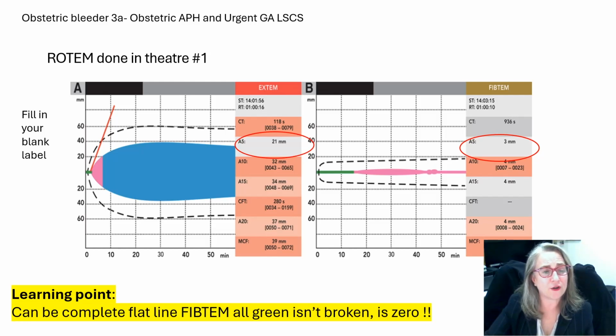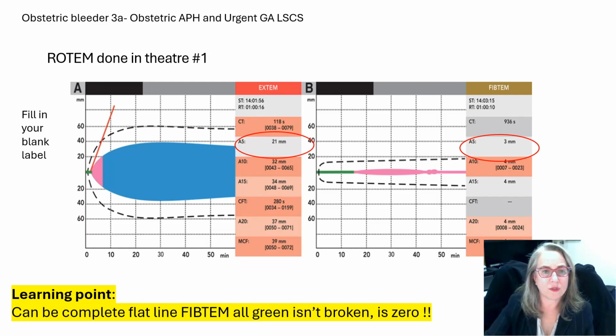For the next one, obstetric bleeder number 3A. So this is an antepartum hemorrhage. They had an urgent GA Caesar. You can see here, and the main learning point, on the right hand side, when the FibTEM looks absolutely terrible, it's not a broken machine. It is probably a very early coagulopathy, such as an amniotic fluid embolus or an antepartum hemorrhage, as in this case.